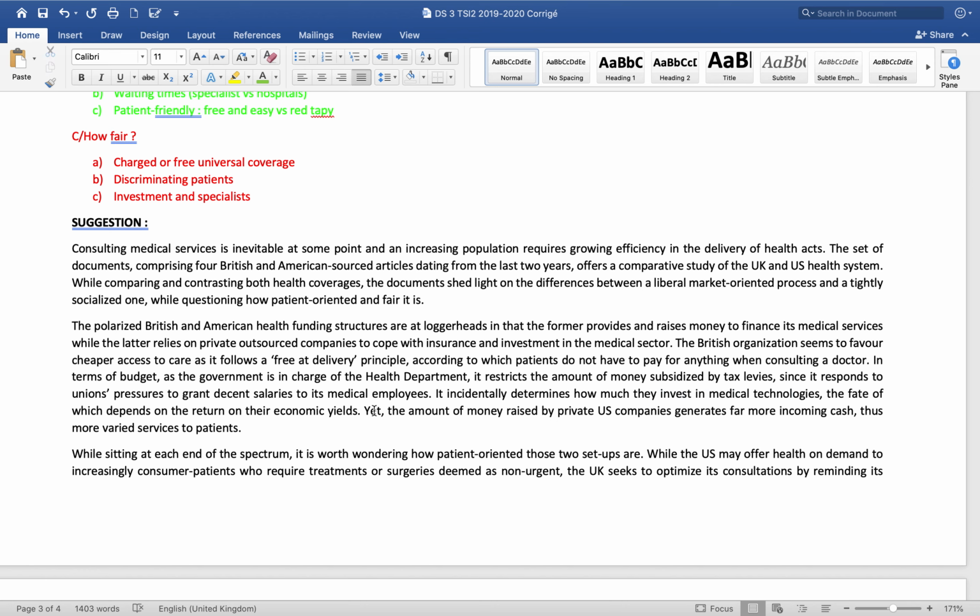And I continue, yet I want to show a contrast. The amount of money raised by the private US companies generates far more income in cash, thus more varied services to patients. So already I'm stressing the difference between the two systems.